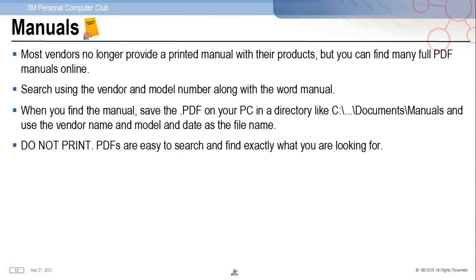I mentioned here, do not print the manual. Some of the manuals are very long. Like I think my phone that I have, I think the manual is 498 pages or something like that. You wouldn't want to print out something that big. Also, PDFs, once you have them on your computer, are easy to search to find exactly what you're looking for and get to the right chapter or the right area there.